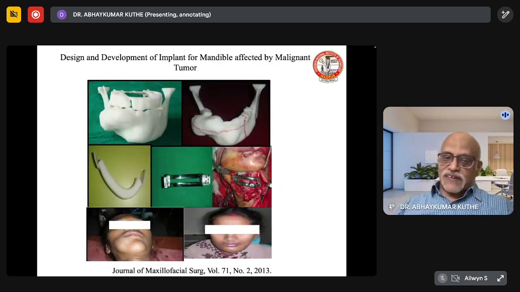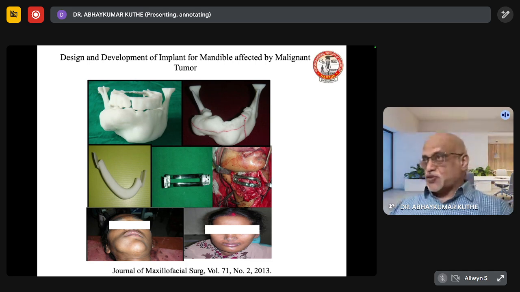We have also used this wonderful case study wherein we developed an implant for the mandible which is affected by a malignant tumor. And then, in head and neck cancer, the very first option is to resect that particular part. And that is what they do.